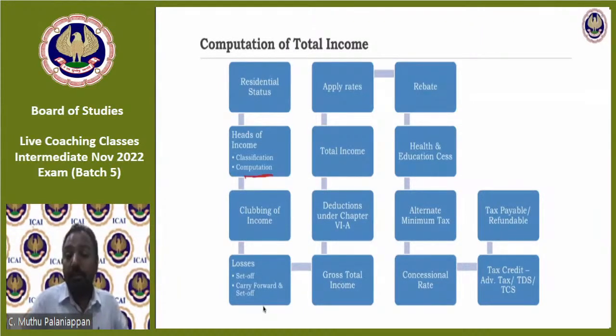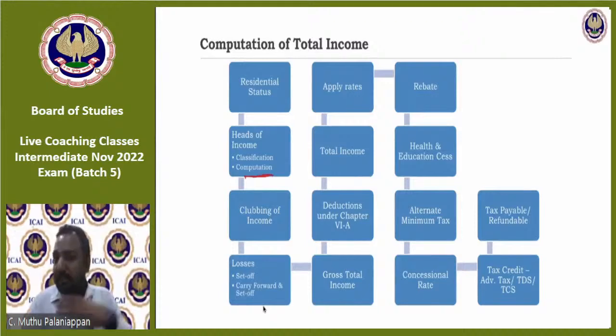What do we mean by computation? For example, if you take salary, you calculate house rent allowance, leave travel allowance, gratuity, your pension, right? All this differs for each head of income, and you compute it. Similarly, you have the standard deduction. When you take house property, you have interest on loan, 30% standard deduction, municipal tax, and computing net annual value. Each of these is called computation under the respective heads.